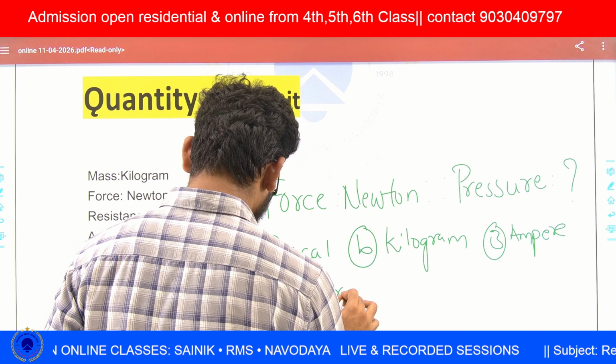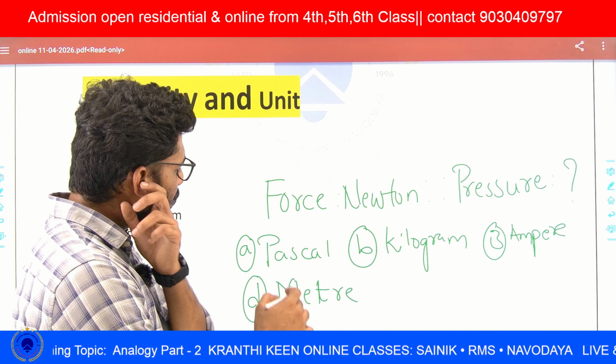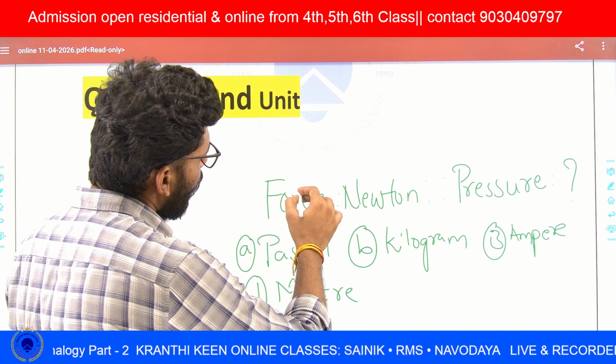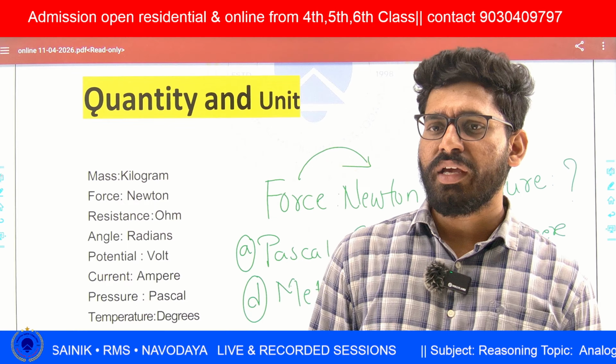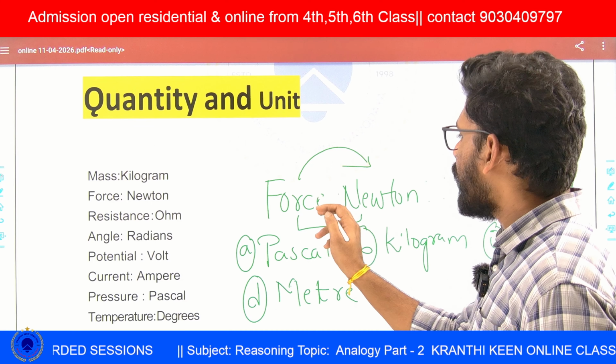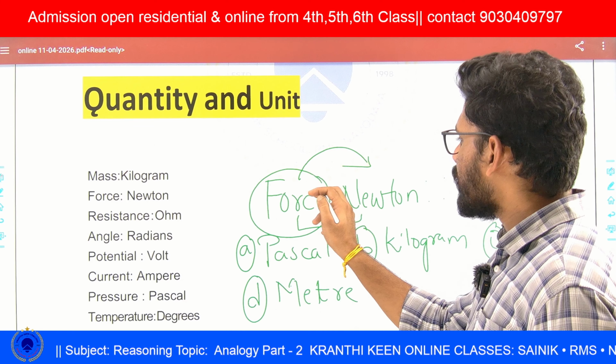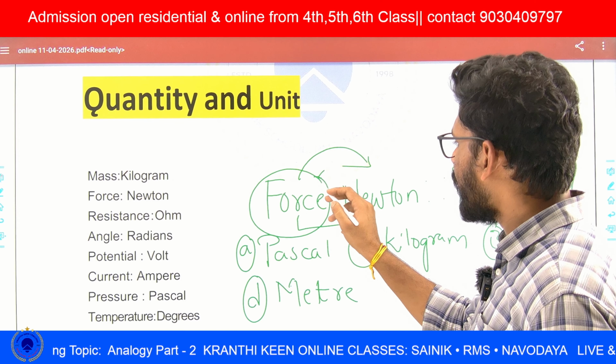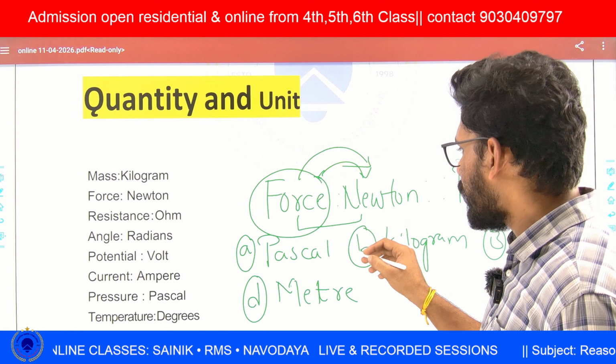So what is our approach to solve this kind of question? It is very clear, right? The quantity of force is measured in Newton. The unit of force is Newton. So we find the relationship between this and that. The first word is the quantity, force, and its unit is Newton.